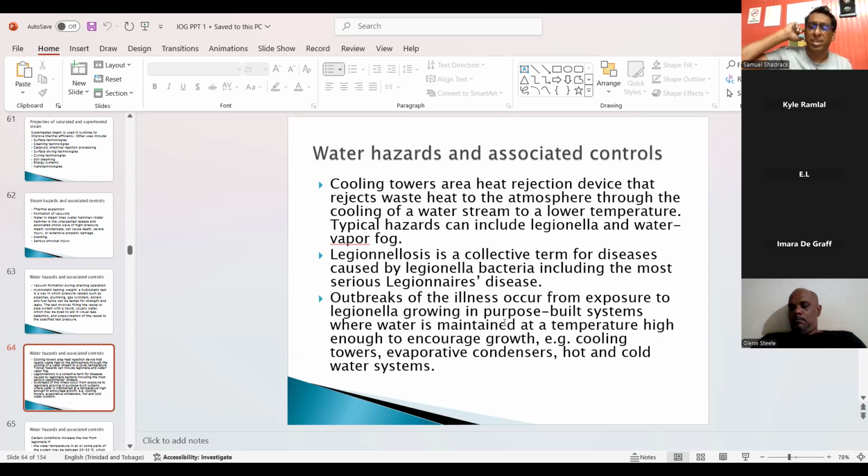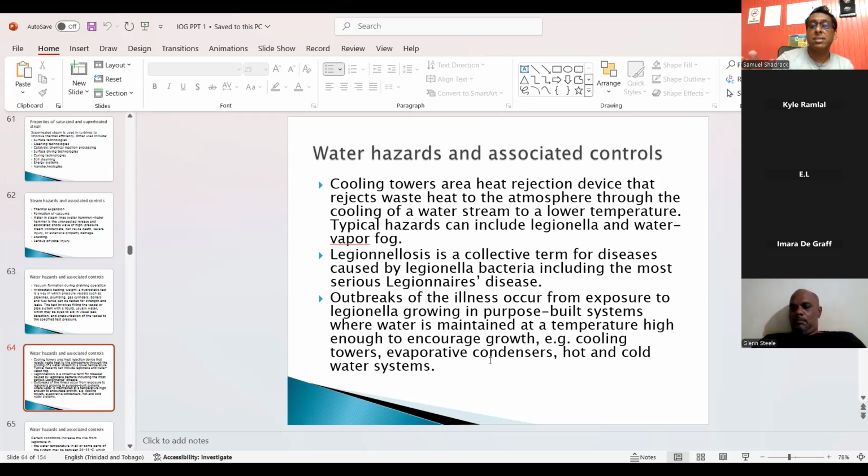And that's about 25 degrees Celsius. You see it on the slide just now, right? Examples: cooling towers, evaporative condensers, hot and cold water systems. So Legionnaires' disease, fatal. That's the simplest way to say it, right?